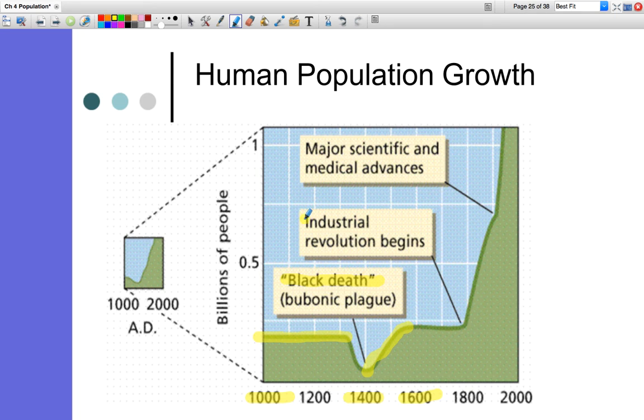1800, the Industrial Revolution begins. We get electricity, agriculture. Suddenly, our food source availability is abundant, and the population hits exponential growth. Major scientific and medical advances. People are living longer, healthier lives. And by year 2000, we're over 1 billion people and growing and growing and growing.